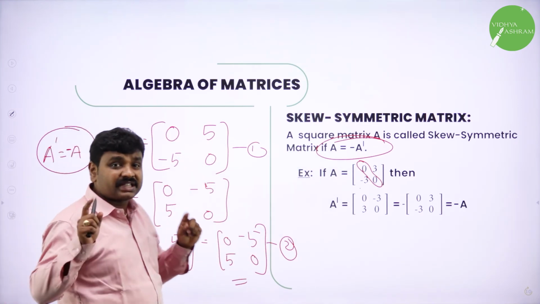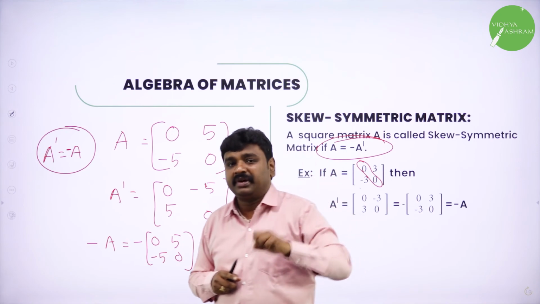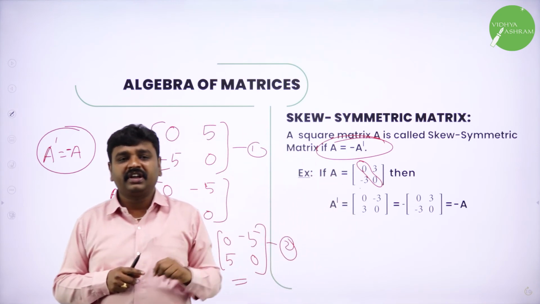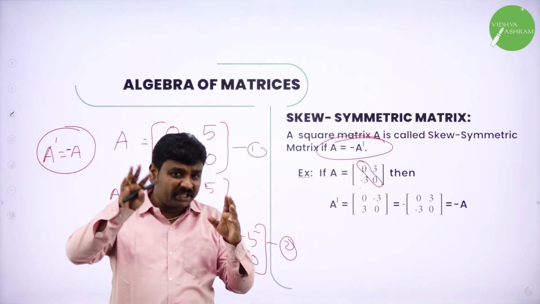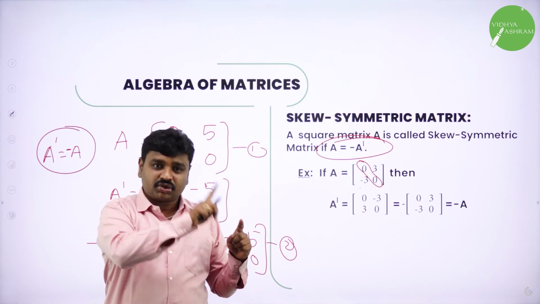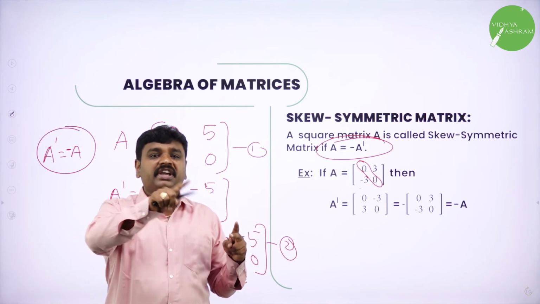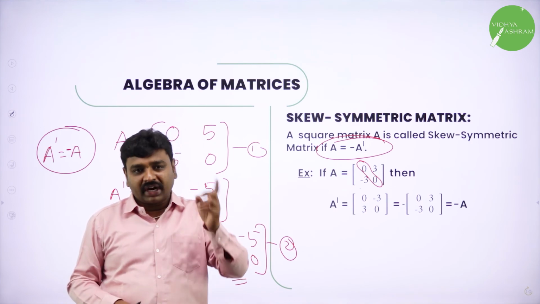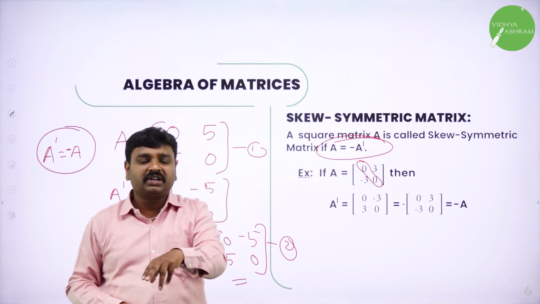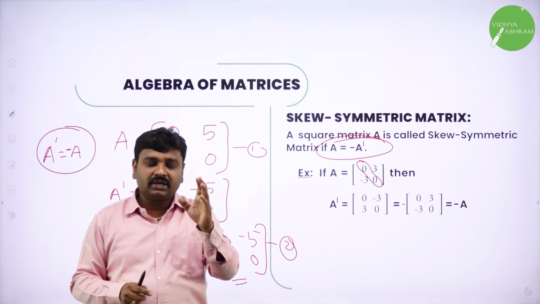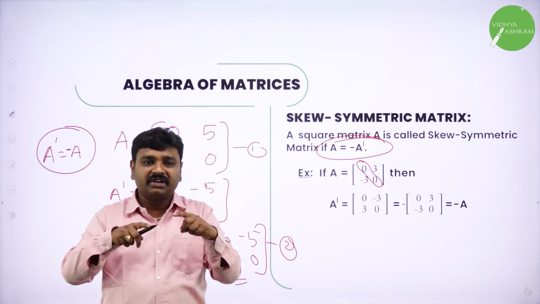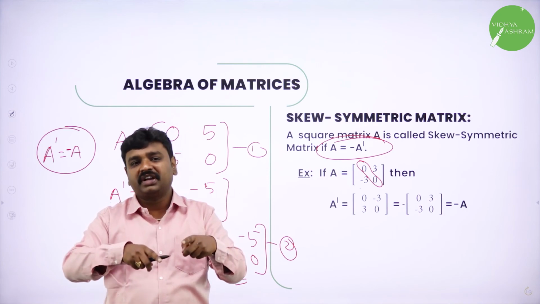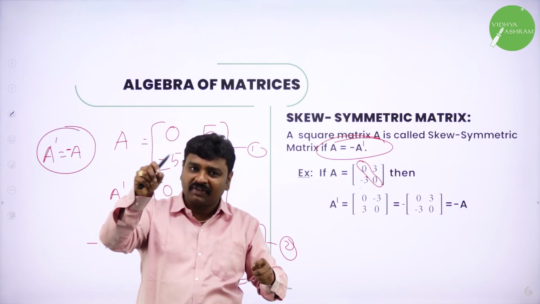So in today's class, I taught you algebra of matrices. First we started with equality of two matrices. Two matrices are said to be equal if, first of all, they have the same order, and second, corresponding elements are equal. Then I taught you how to add two matrices. You can add or subtract two matrices if they have the same order. To add, we add corresponding elements; to subtract also, you subtract corresponding elements. After addition or subtraction, the order will be the same.